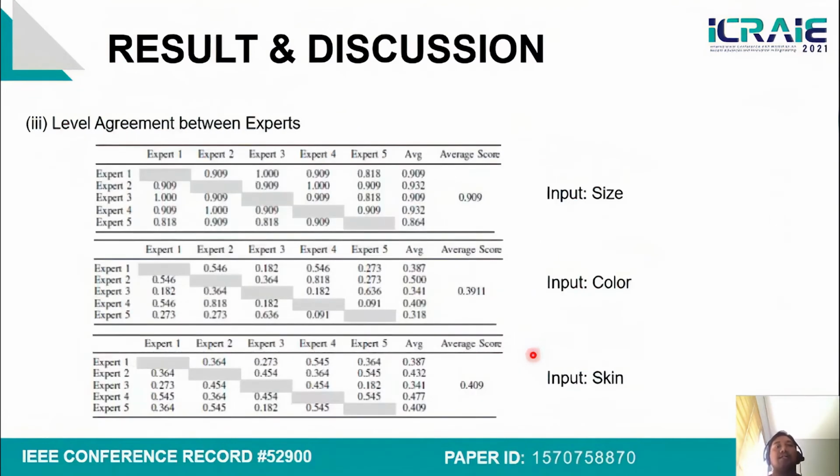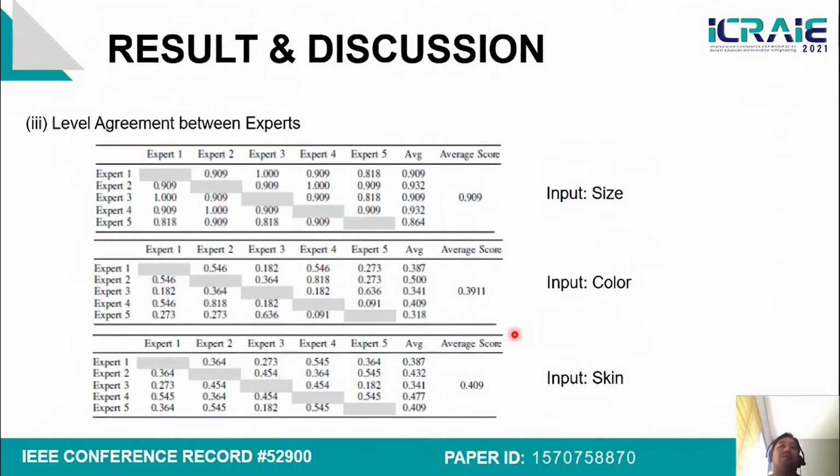The next step is we would like to see for the whole, so we do the level of agreement. We find the agreement score between all the experts for the answers for the input size, color, and skin. For example, for the input size, all of the 5 experts agree, with a score of 0.9. It's very close to 1. They are very identical in all of the results given by all the experts. For the input size, they all agree for the input size of 11 mangoes.